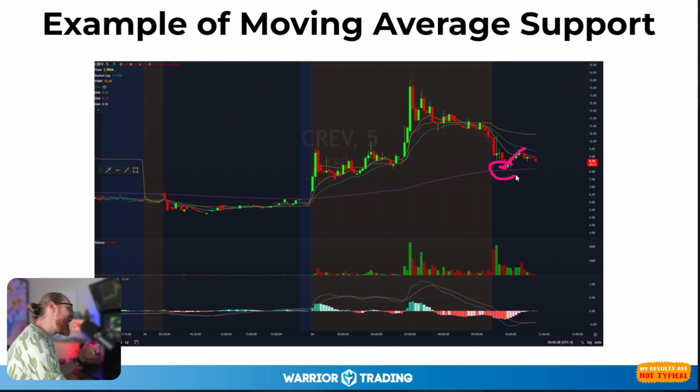So if you did not have this moving average on your chart, you probably wouldn't have identified this as a place to buy. But once you have it on your chart, you recognize, oh, we're probably going to have support here because this is a logical area where other traders are also going to recognize there's support. We've got the moving average there.